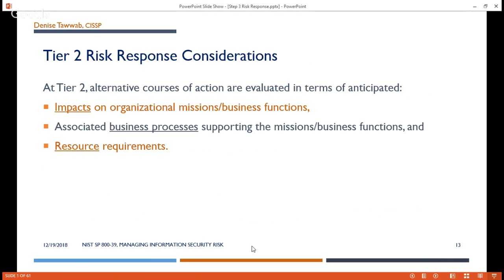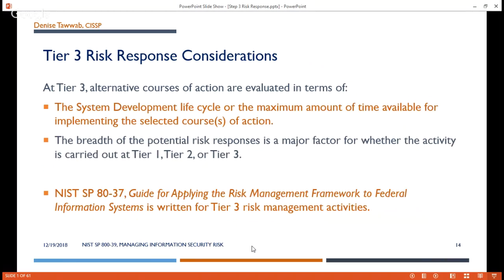What do we have to do? How is implementing these controls going to impact what we're doing? And what are the resources in terms of people, money, and what have you, do we need to commit to be able to implement this risk response? At Tier 3, the system level, alternative courses of action are evaluated in terms of the SDLC or the maximum amount of time available for implementing the course of action.